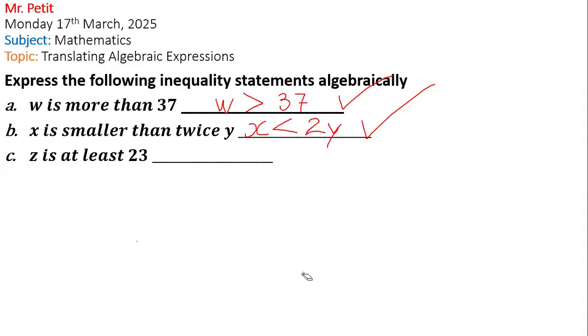All right, so now C. Z is at least 23. Z is greater than or equal to 23. Anyone else? Z is greater than 23, and here's why: Z could be any number greater than 23, like 24, 25, and stuff like that. All right, anyone else? Z is at least 23.